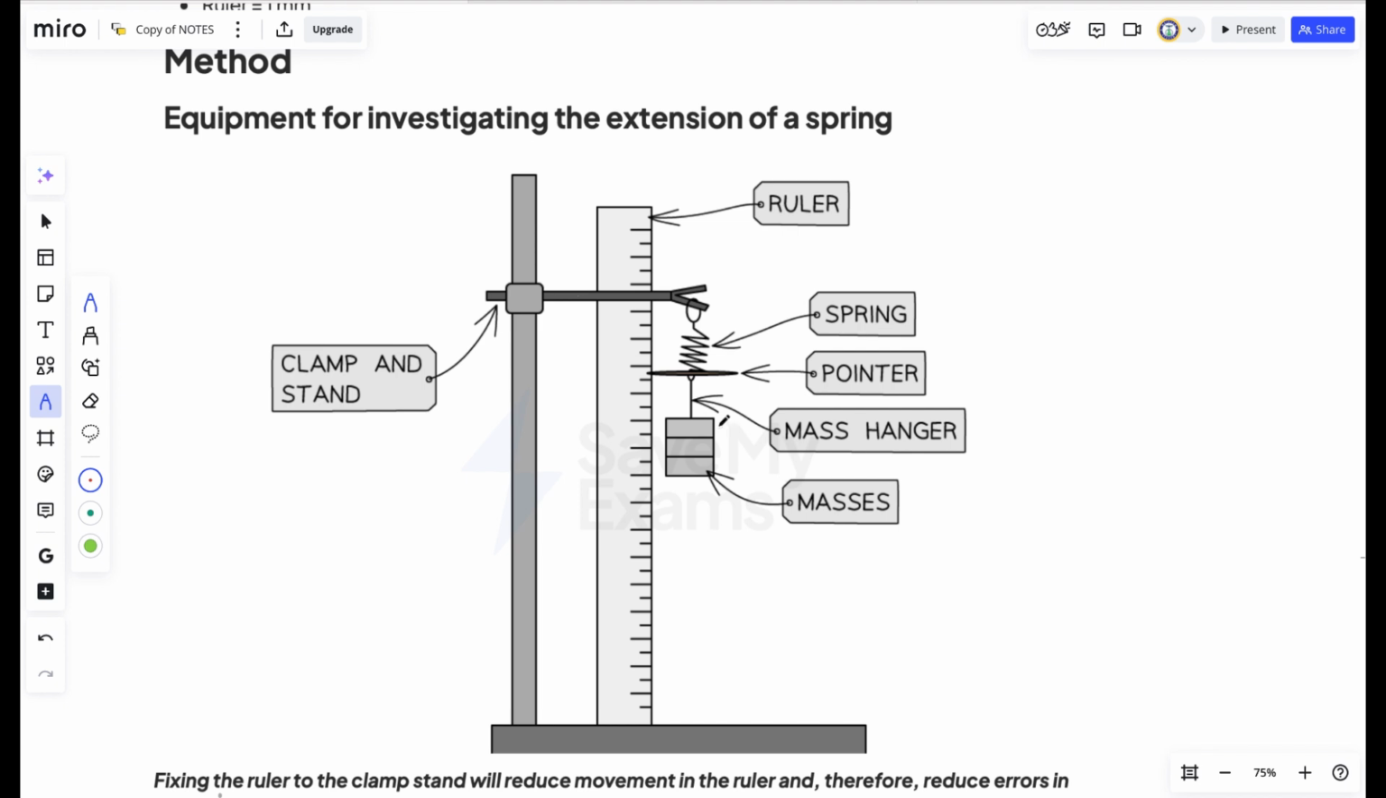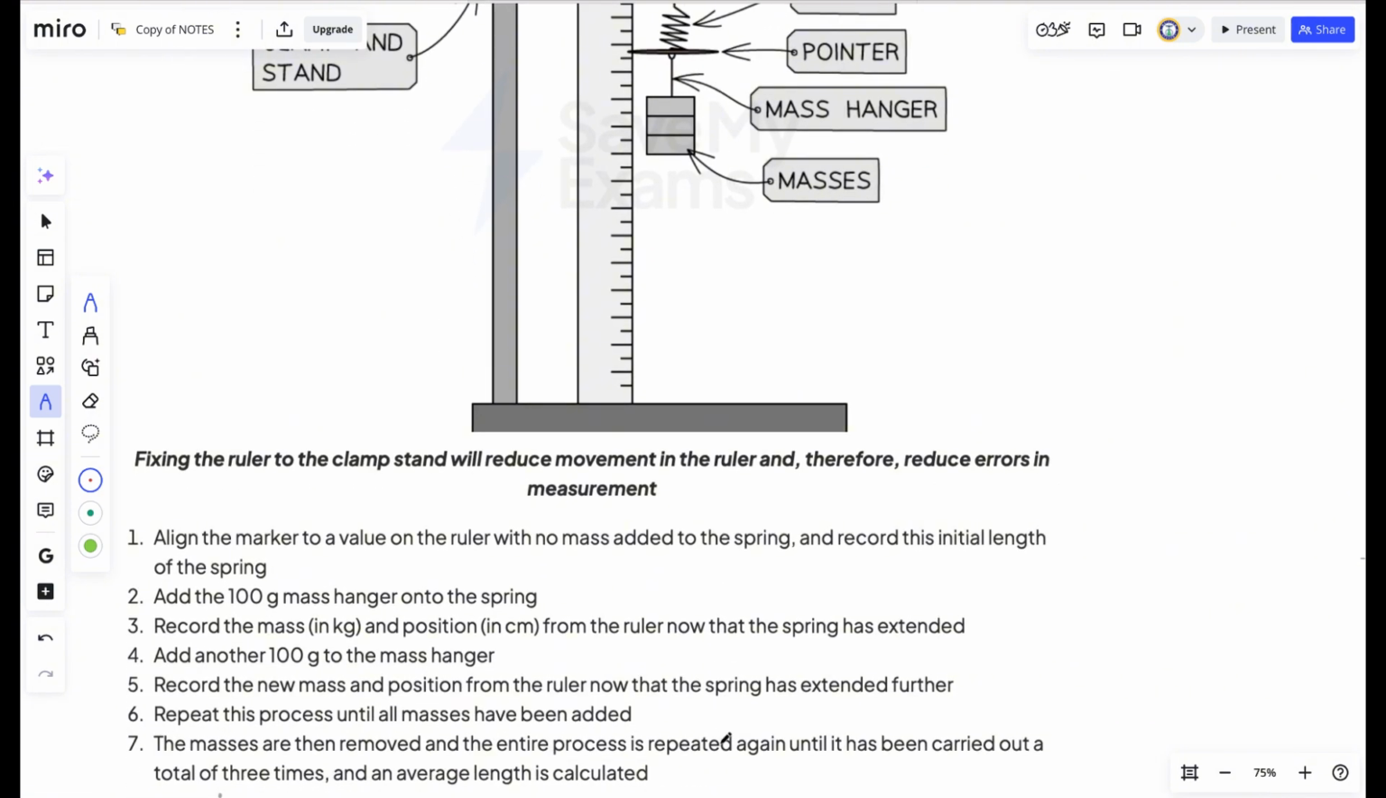First you load this one, then later you add this one, later you add this one. So these are the masses that you have. This is the mass hanger, the hook that is holding the mass. And this is the pointer. The pointer is to read the extension accurately. This is the spring itself. This big one is the ruler to measure the extension, how much extension is being produced. You need to be able to sketch this in the exam in paper 6.